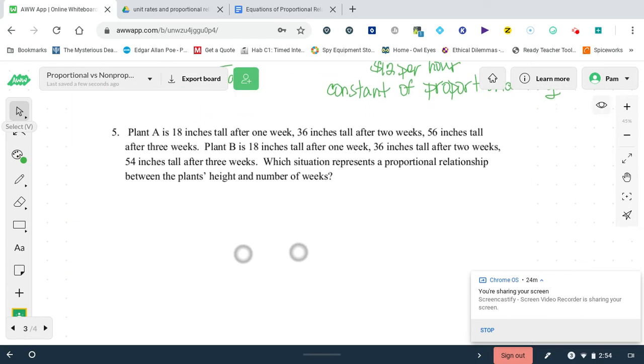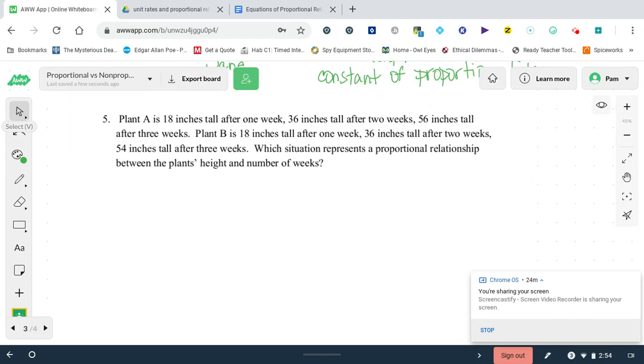Let's take a look at this example. It says plant A is 18 inches after a week. So that's important. Let me try to find this highlighter now. Okay, I'm not going to worry about it. So this is for plant A. 18 inches after 1 week. Then it's 36 inches after 2 weeks. It's 56 inches after 3 weeks.